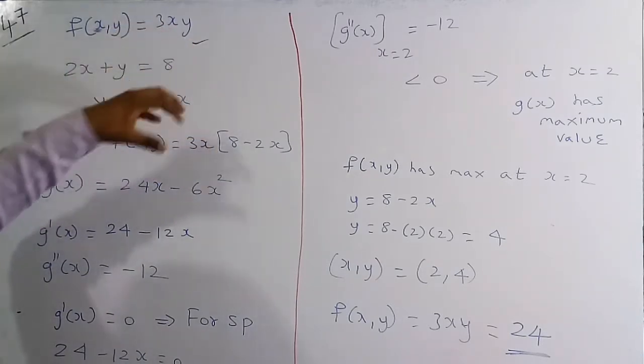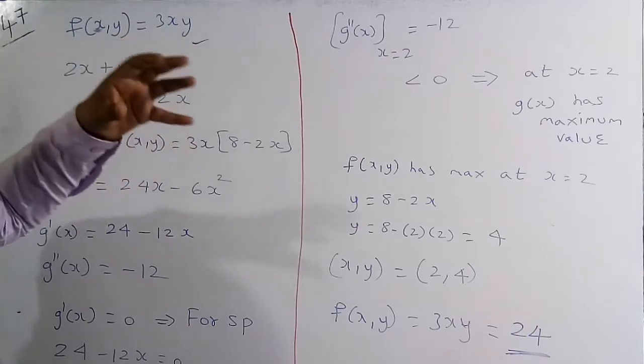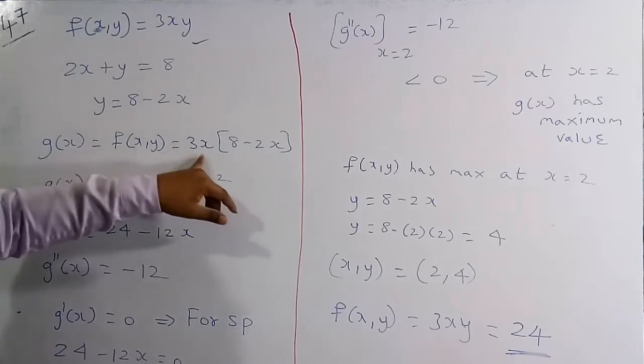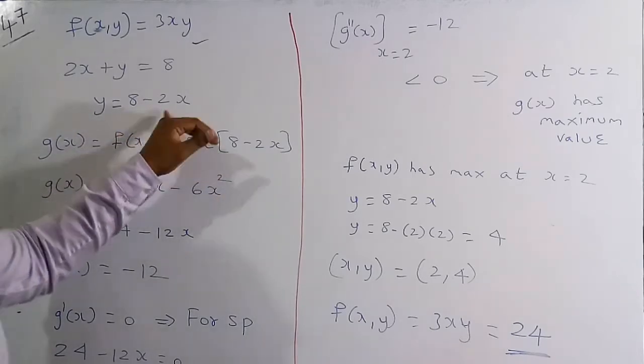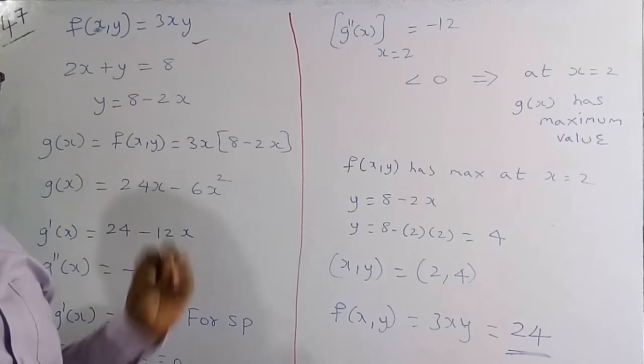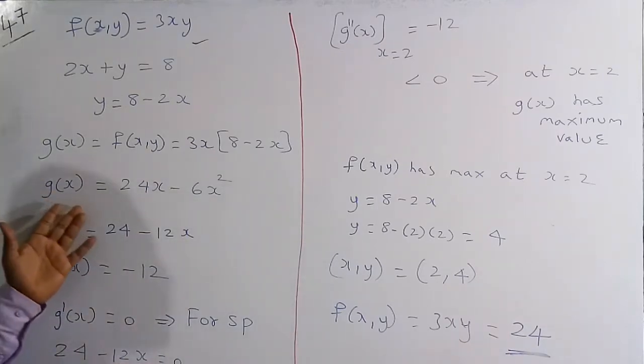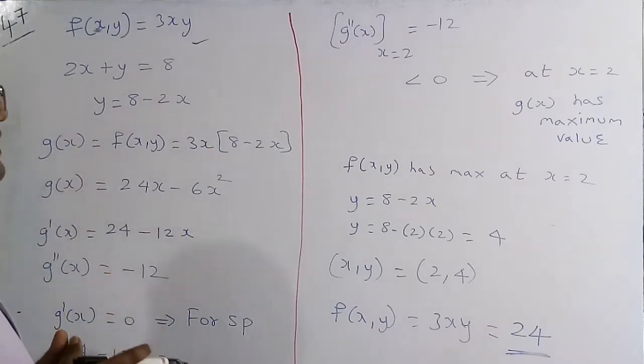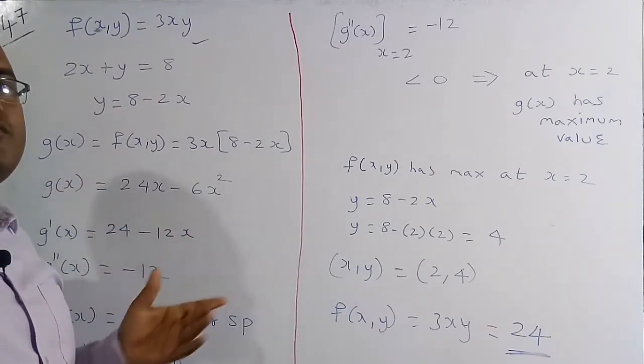So therefore overall I am going to get a function only in the variable of x terms. So g of x, I am going to assume, is f of x comma y, which is 3x times the value of y, which is 8 minus 2x. If we do a simplification, finally we are going to get g of x is equal to 24x minus 6x square.